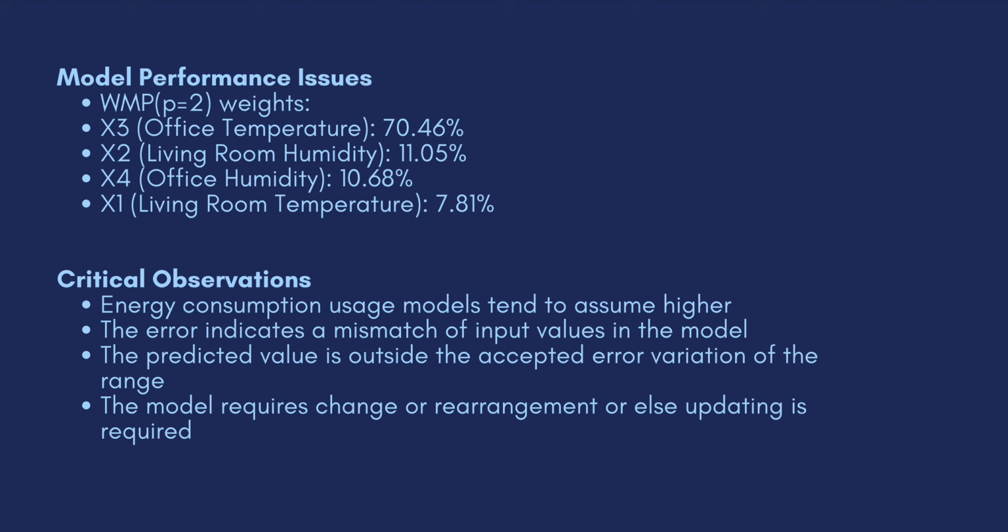Office temperature emerged as a dominant factor, accounting for 70.46% of the model weight. Humidity showed moderate influence at about 21% combined. Living room temperature had minimal impact at 7.81.